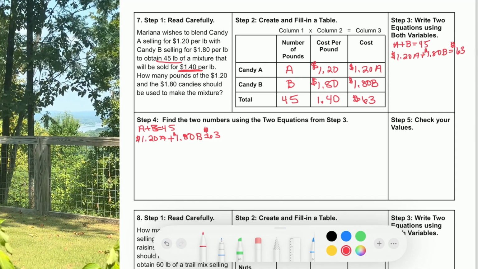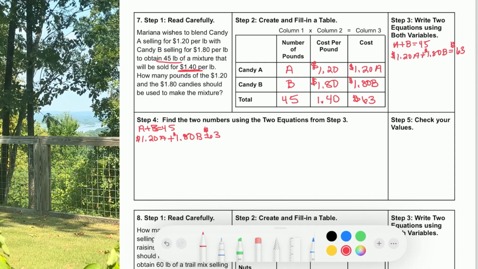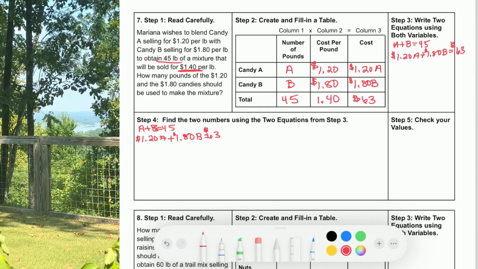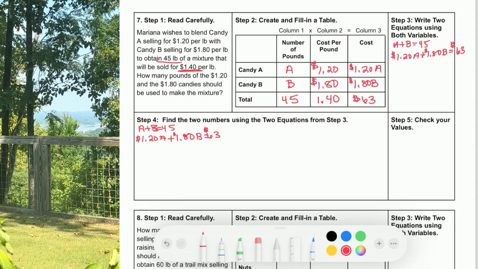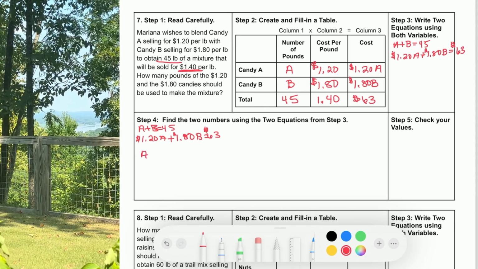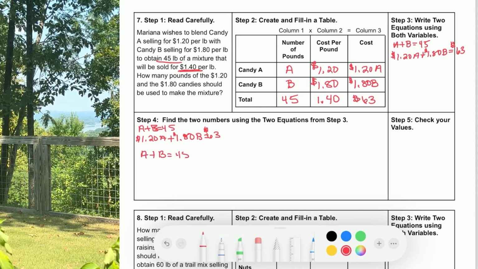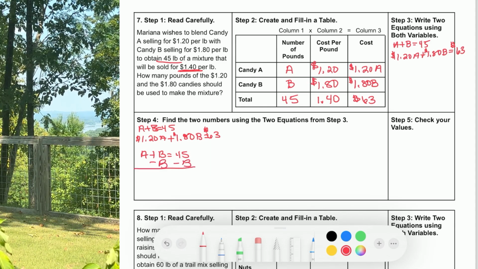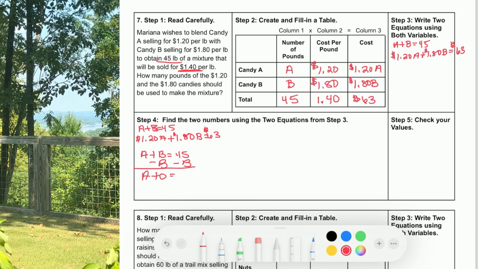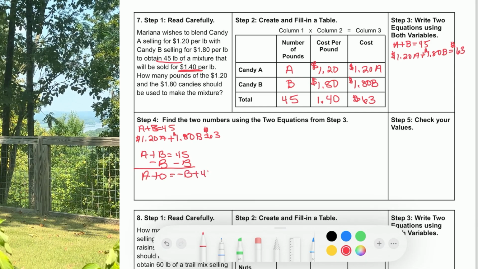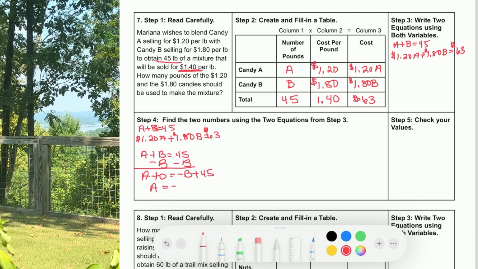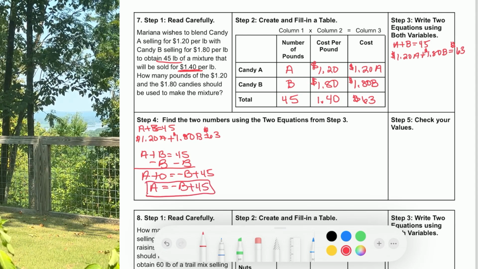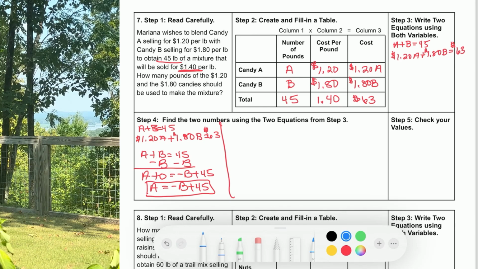So looking at this, I think if I isolate either the A or the B in that first one and use substitution, that's going to be the simplest route for this particular problem. So A plus B equals 45. I'm going to isolate the A, so I'm going to move the B. A equals negative B plus 45. That's what I'm going to use as my substitution for the other equation.